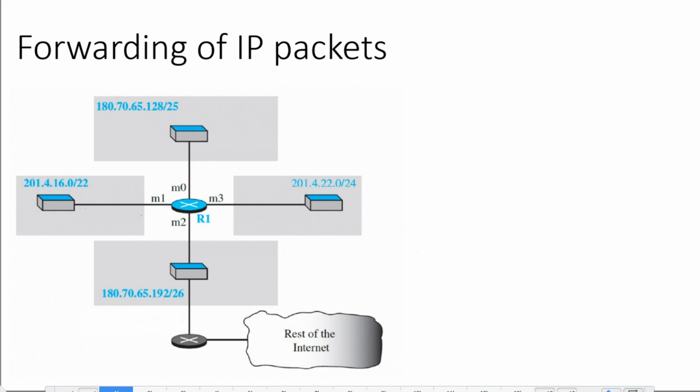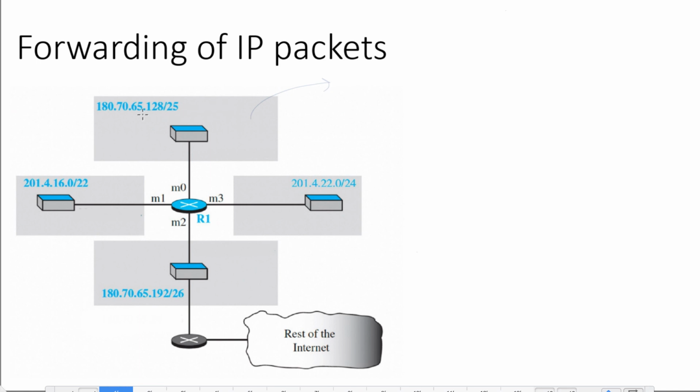Let's see how forwarding happens. Suppose some packet is coming to this router R1, and then how does this router determine to which path it should route. Suppose there is some packet coming. I'm taking one packet that is intended to go to this network. Can you give me an example of some IP address that belongs to this network?